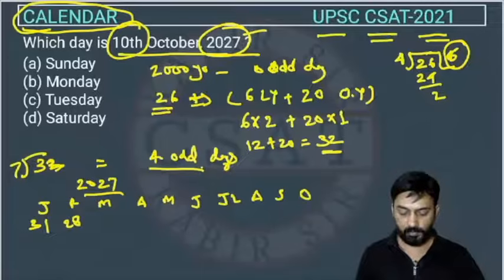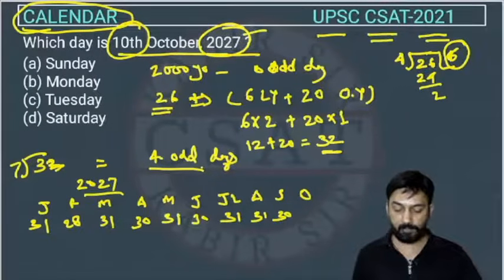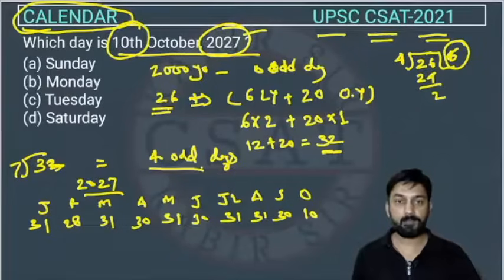So you can write the days also directly here: 31, then again 30, 31, 30, right? So this is 31, this is again 31, this is 30, right? And this we have to talk about October. So October, which date? 10th. So we will write 10 here, right?